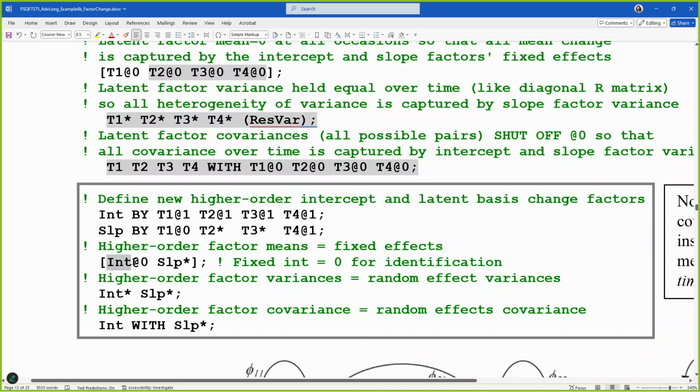The fixed intercept has to be 0 because we don't have any additional information with which to estimate it. This 1, 0 here is the end of that story. So our fixed intercept is forced to 0 for identification.